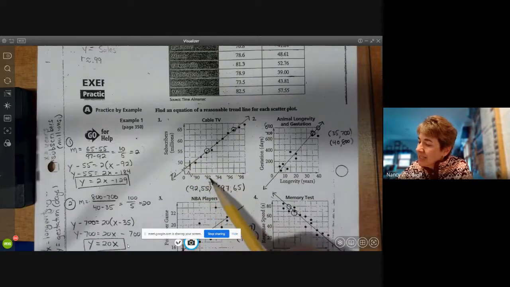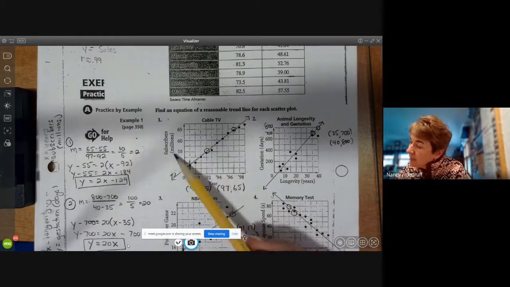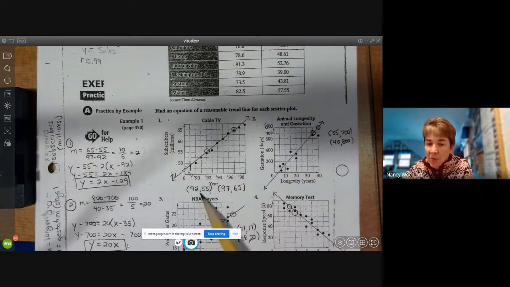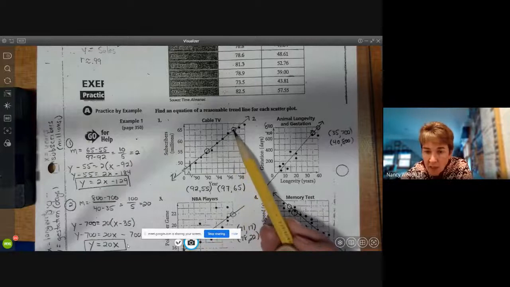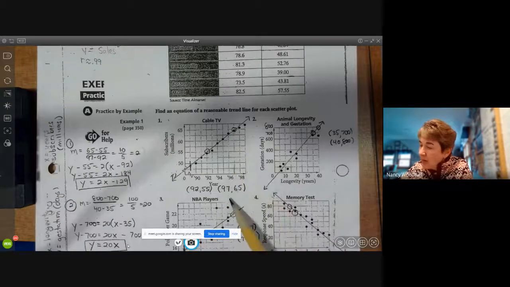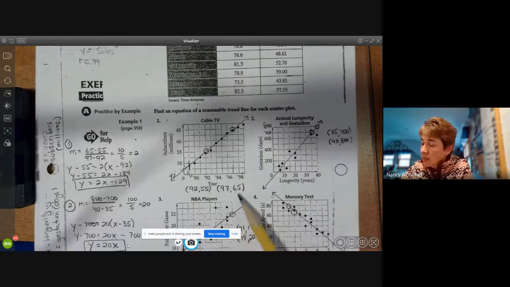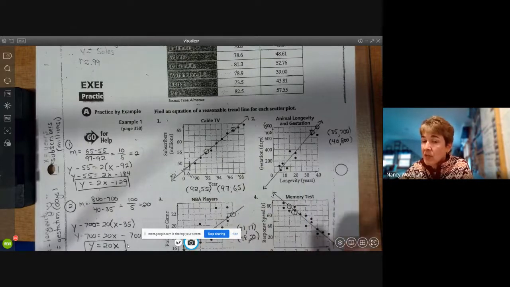So in 1992, there were 55 million subscribers to cable TV, basically. But anyway, so there's one of my points. And the other one that I ringed is up here, and that is 9765. Now, you might have used 2 different points. Your trend line could be different, and that's okay. You should still be close to the answer at the end.